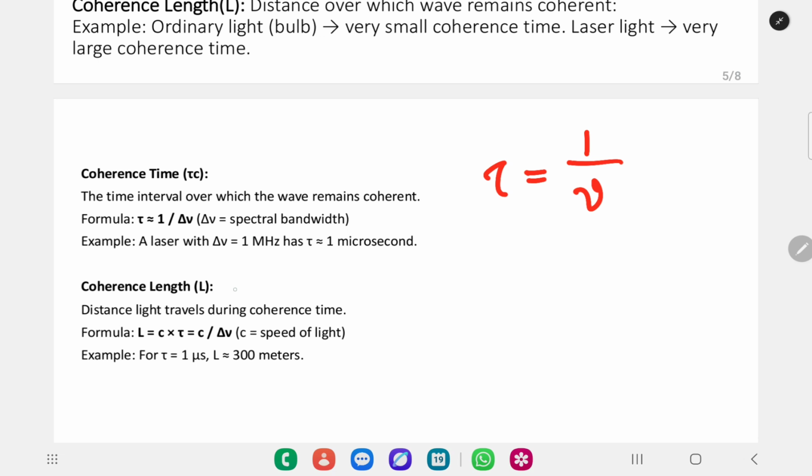Now coherence length. What is the coherence length? The distance over which the two waves remain coherent.